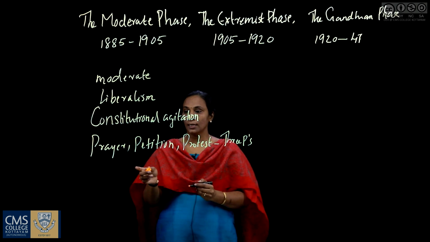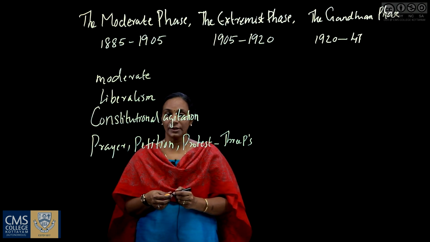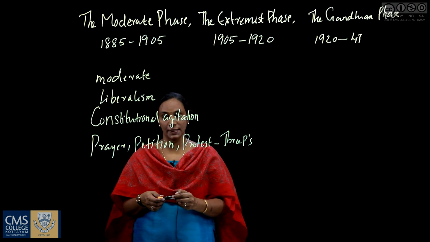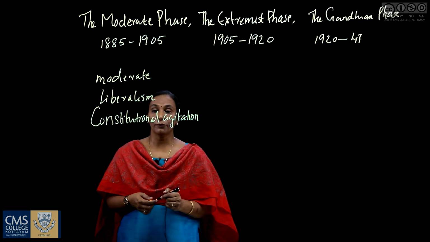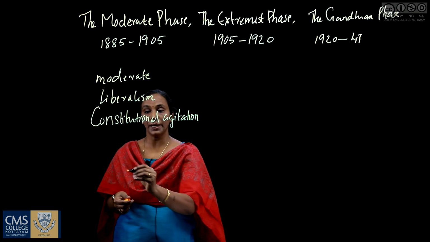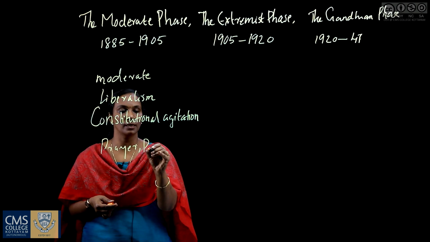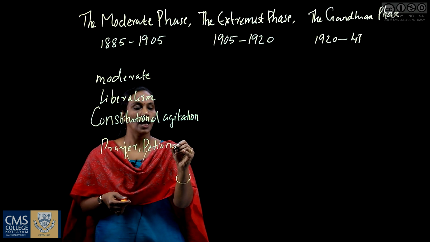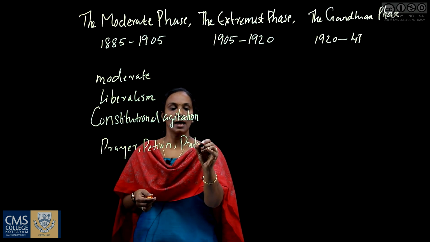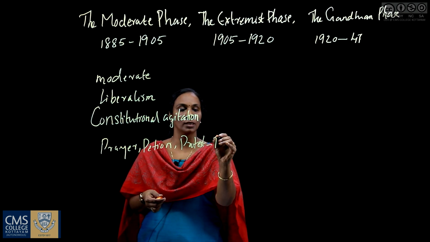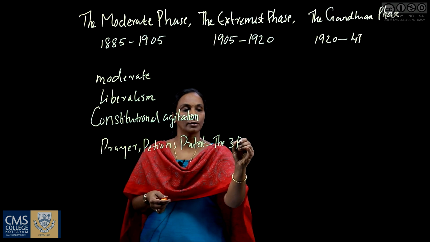And it is believed that they did not believe in an active response policy. They followed a policy of prayer, petition, and protest, and this method has been called the 3 P's of the moderates.